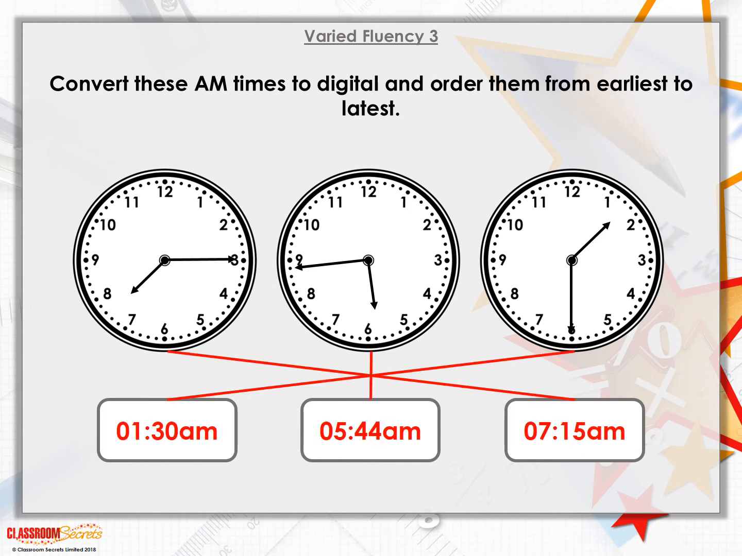Well done if you managed to order these correctly. So your first answer that comes first is 1:30 AM in the morning, of course. Next would have been 5:44, or 44 minutes past 5, or if you're super at times, 16 minutes to 6. Either way, that is definitely the right time answer in the middle. And your latest time of the day is, of course, 7:15 in the morning.